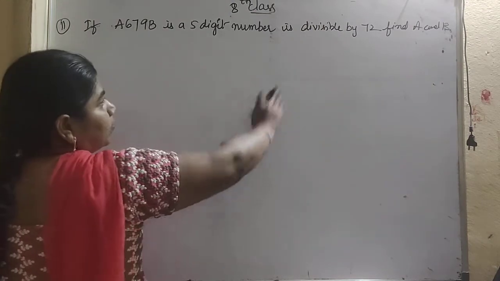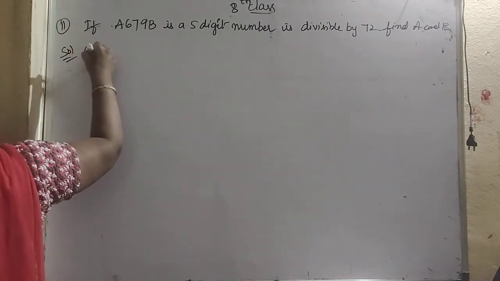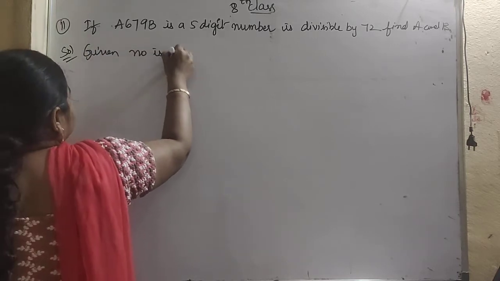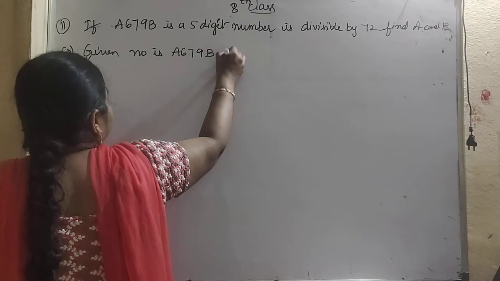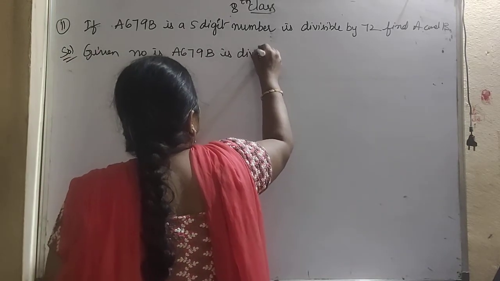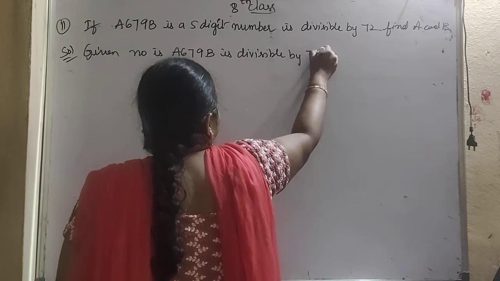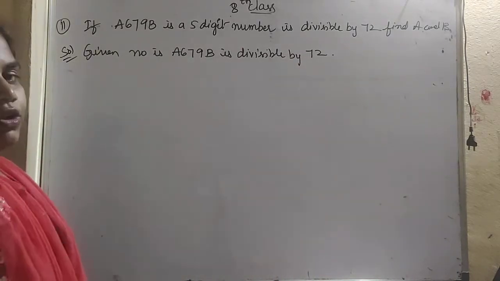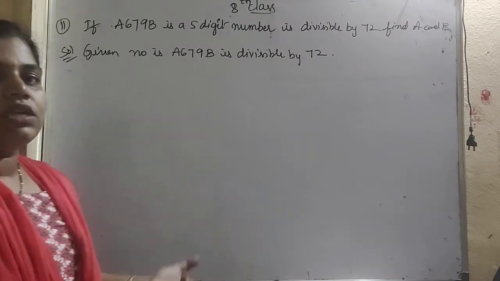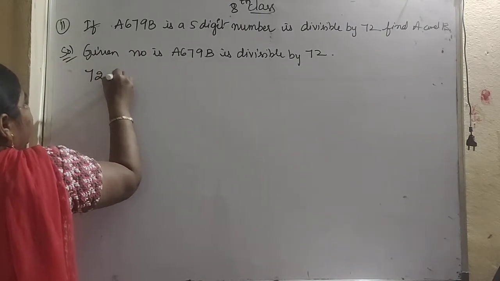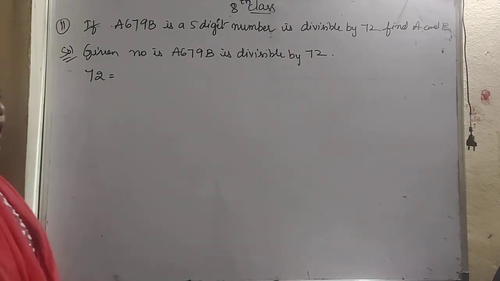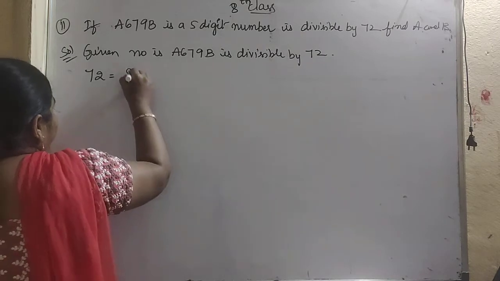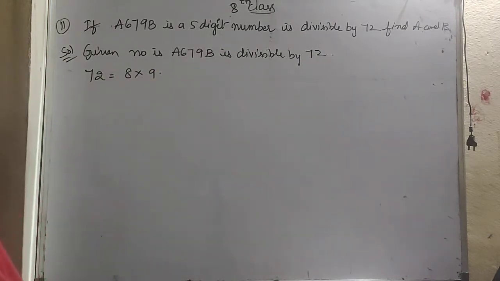So this value is divisible by 72 it seems. So given number A679B is divisible by 72. So what are the multiples of 72? We don't have the divisibility rule for 72. So 72 can be written in the form of 8 times 9. 8 times 9 will be 72. So we can write 8 into 9. So that number should be divisible by 8 as well as by 9.